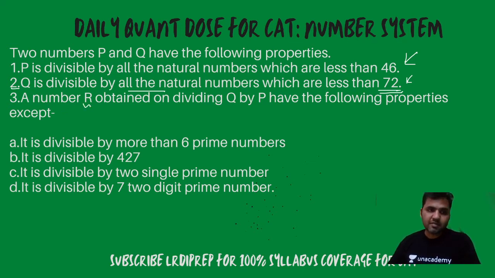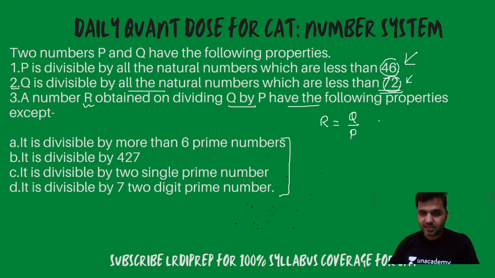Then you are obtaining a number R on dividing Q by P, and this number R has the following properties, except. So you're supposed to tell which of these following properties the number R, obtained by dividing Q by P, has. Okay. So all you need to do to solve this question is just get an idea what the number Q would be and what the number P would be if it is divisible by all the numbers less than 46 and divisible by all the numbers which are less than 72.